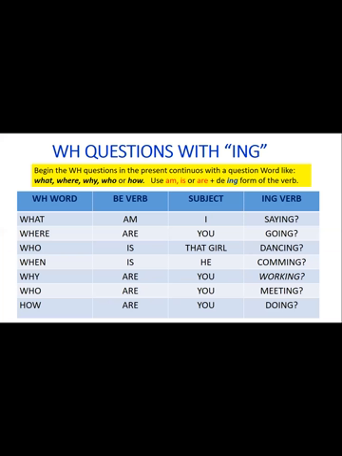Okay, so for tonight, we have the WH questions with ING. So we begin with the WH questions in the present continuous with a question word like this. What, where, why, who, or how? Remember that what is asking for an object, where is asking for a place, why is when you're asking for a reason. So let me mute you, my dears. Lo voy a poner mute para que podamos escuchar. Okay. Who is when we are asking for someone, and how is when we are asking about the manner.